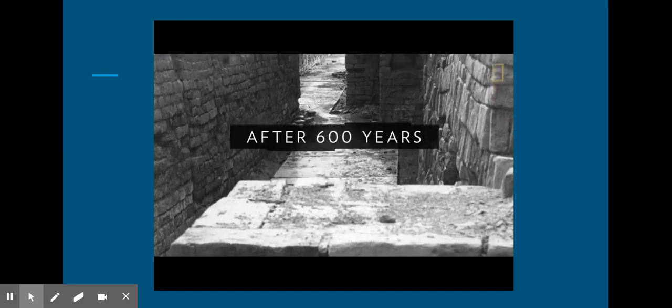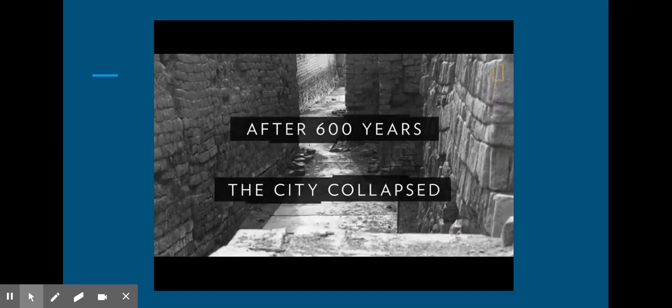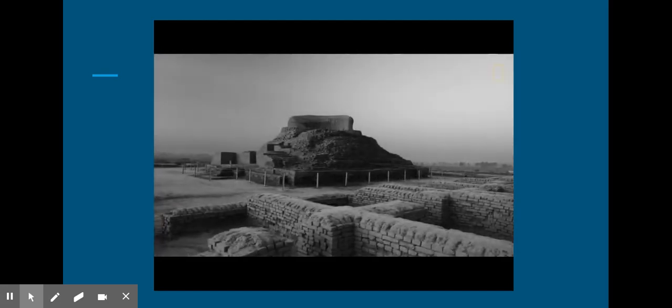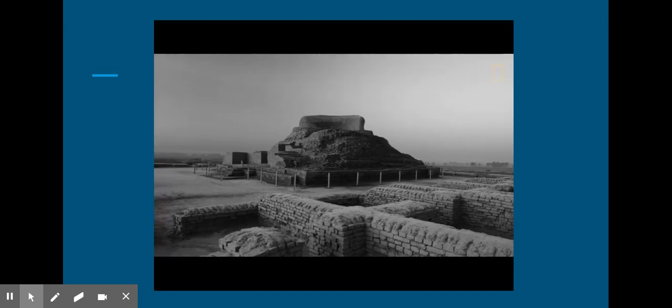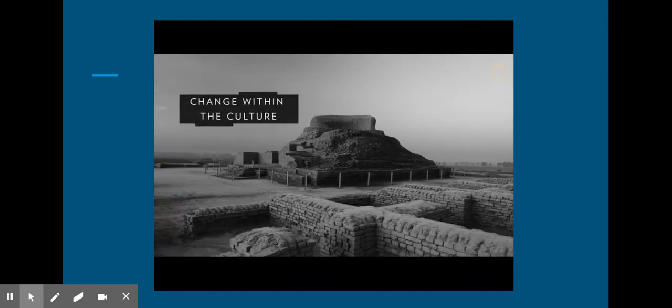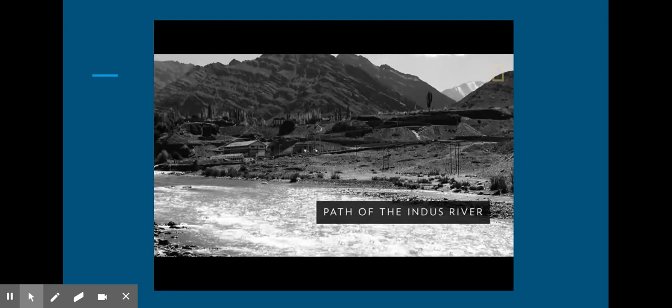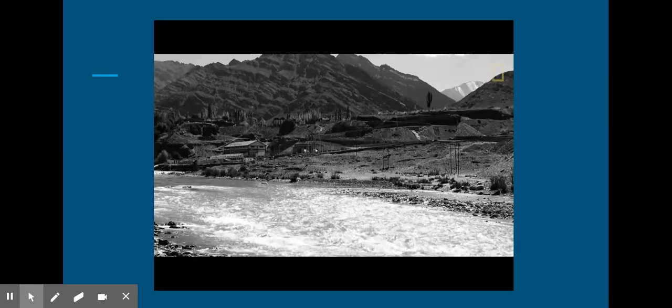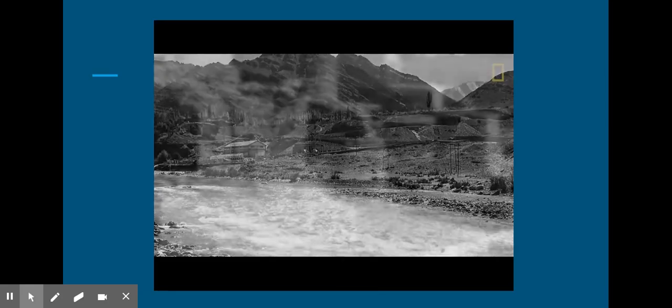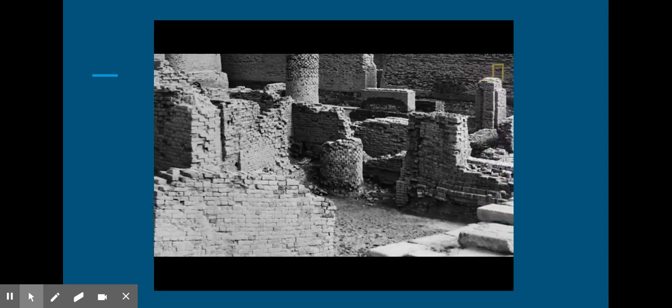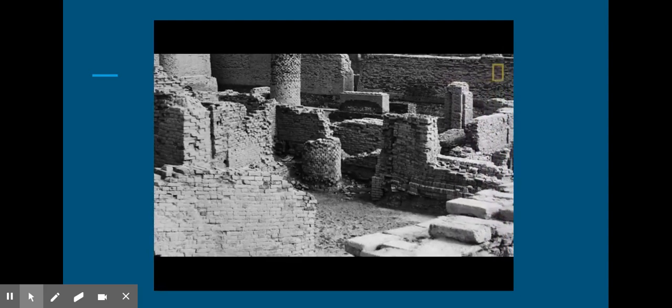After approximately 600 years, the city collapsed. No one is quite sure why, but the cause could potentially have been a change within the culture, or in the path of the river. Without its crucial source of water, the city's residents may have moved away, leaving Mohenjo-daro nearly abandoned.